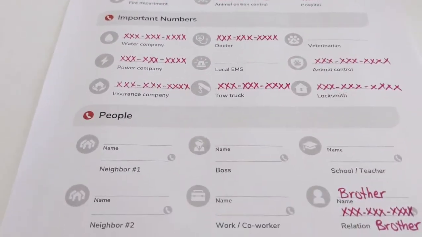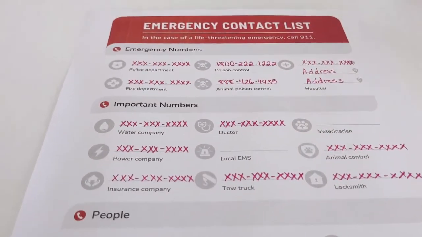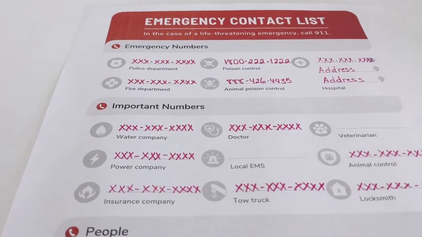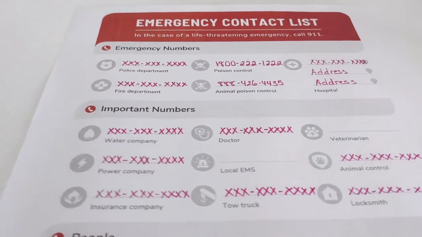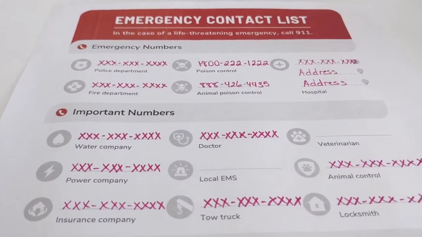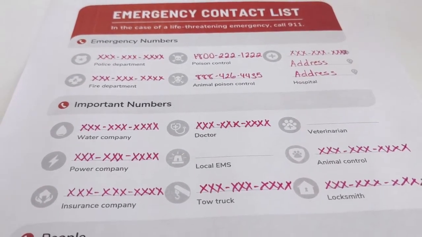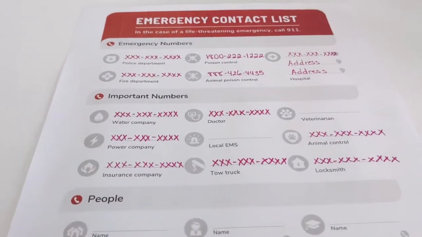And basically you would hang this up somewhere where you'll be able to see it. I like to put it on the refrigerator, or on the side of the refrigerator, or next to a calendar, wherever you have access to it. So that way, if you were ever to experience an emergency, you can call them. So that's your emergency contact list.